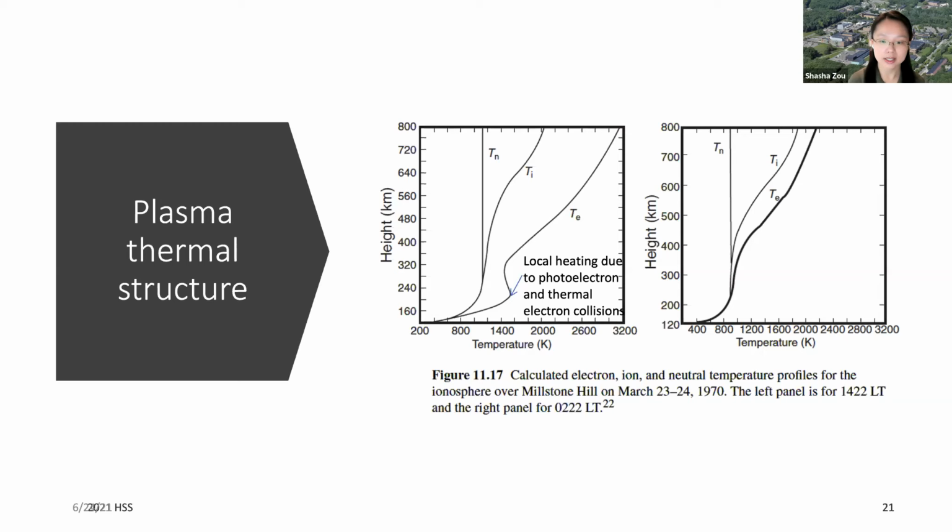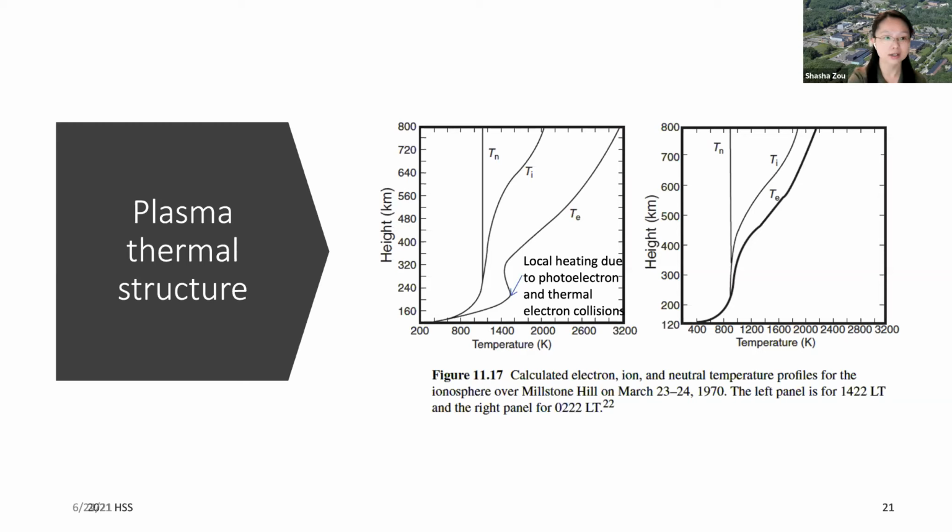On the day side, the electron temperature has a local temperature peak at about 200 kilometers. This local peak is related to the photoionization process. When the photons ionize the neutrals there, some of the remnant energy goes to the photoelectrons, and the photoelectrons very quickly interact with the ambient thermal electrons and share the leftover energy with them. So that's why on the day side we see a very clear local peak in those regions, indicating a direct heat source. That heat source disappears on the night side.